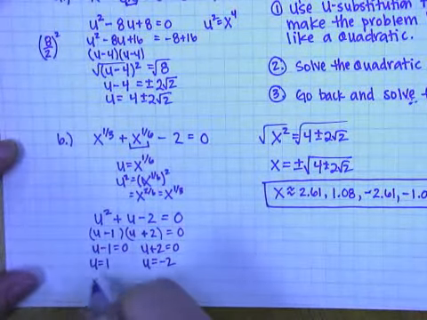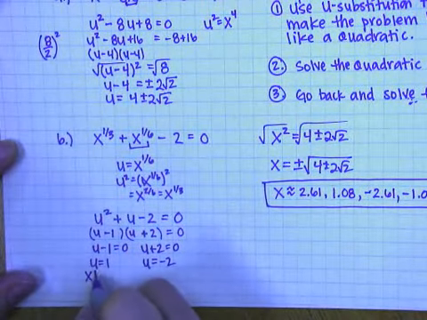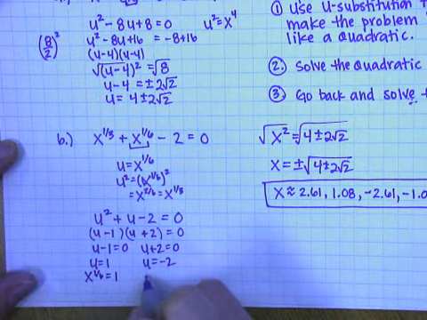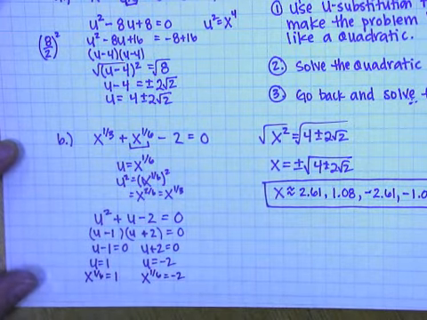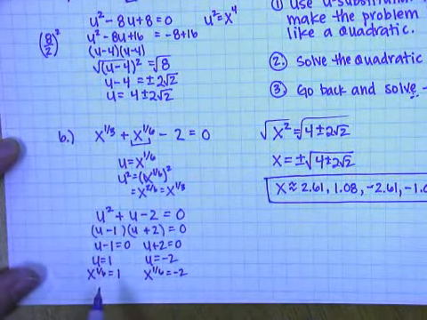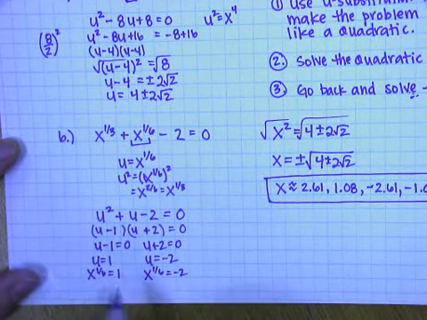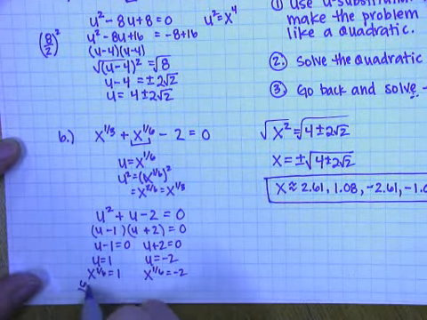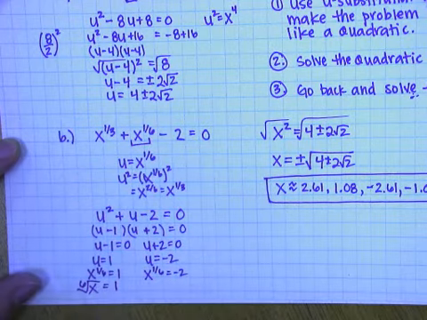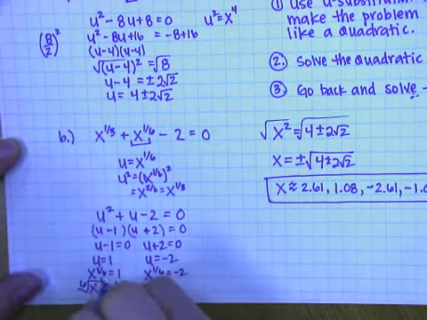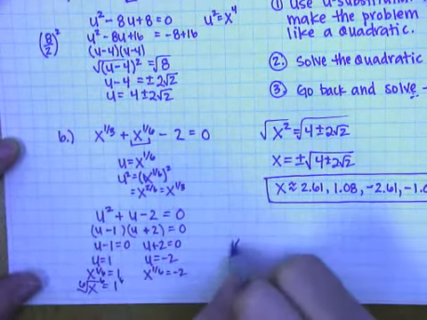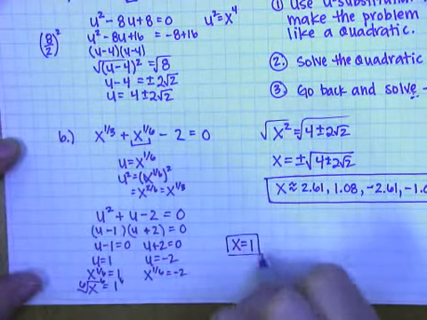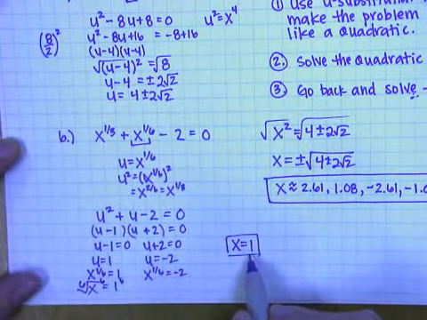But then, just like last time, we're going to have to go back and substitute x to the 1/6 in for each thing. So x to the 1/6. Now, in this situation, the 1/6 power is like the 6th root. And the way I cancel out a 6th root is I take the 6th power of each side. So I would get x equals 1, because 1 to any power is just 1.